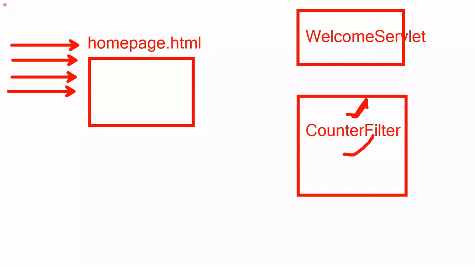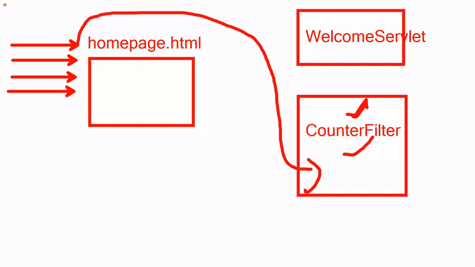Counter filter. Previously, the URL pattern was written for login filter, no? Now you have to configure counter filter. While configuring the URL pattern, what do we have to write? Not welcome Servlet. homepage.html. When a request comes to homepage.html, counter filter should execute. So the URL pattern equals homepage.html.